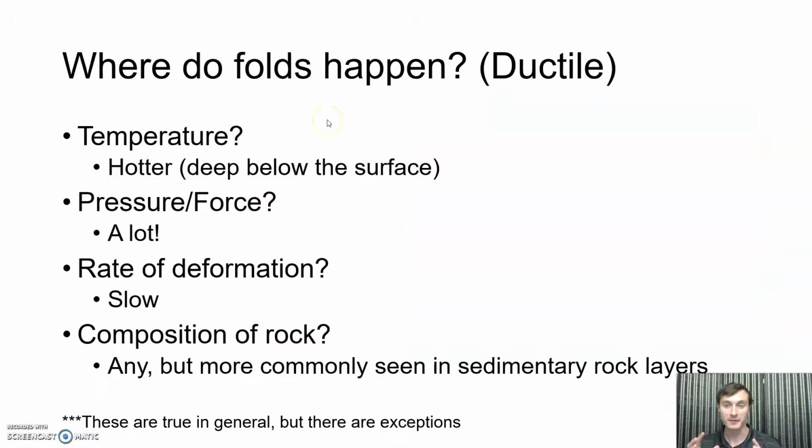Now, just like we did with faults, we have to ask these questions. Where do folds happen? What about those four factors? Well, folds happen in the zone of ductile deformation. This is going to be deeper in the ground. Temperature tends to be hotter, deep below the surface. Pressure needs to be a lot. Rate of deformation? With faults, it was fast. With folds, it tends to be much more slow. Composition of rock can be anything, but typically you're going to see folds in sedimentary rock layers. These tend to be structurally a little bit more bendable than solid igneous or metamorphic rock.